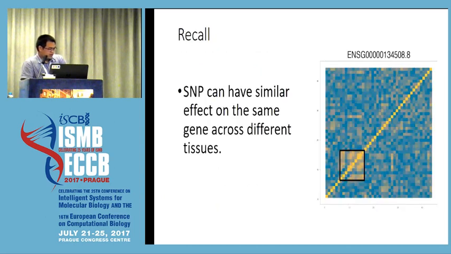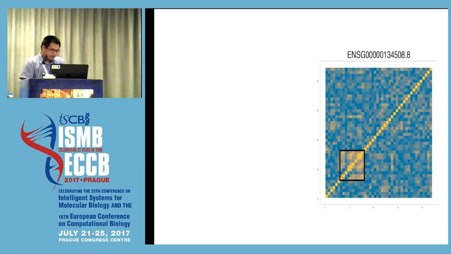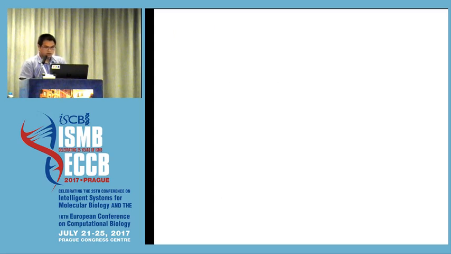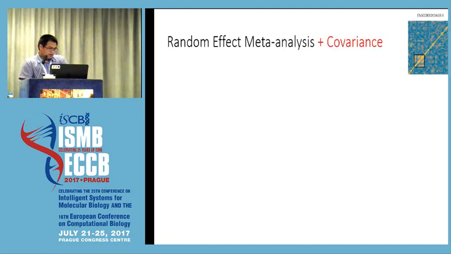But recall the observation that the SNP can have similar effects on the same gene across different tissues. This was the plot that I showed previously. This plot is very important, so I will keep this plot in the corner. We know that the random effects meta-analysis does not consider the estimated effects to be dependent. So to make the random effects meta-analysis fit the observation from the data, we would like to add in a covariance term.